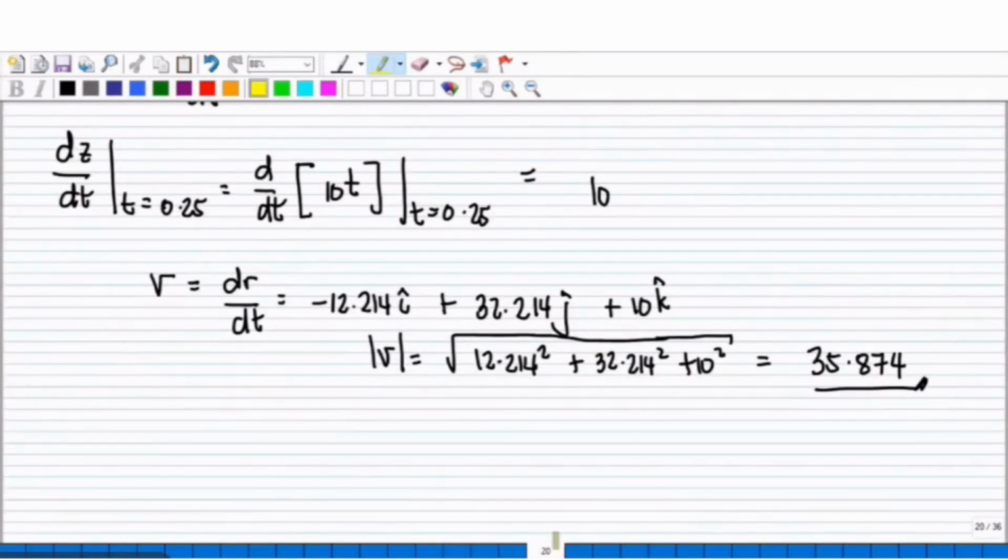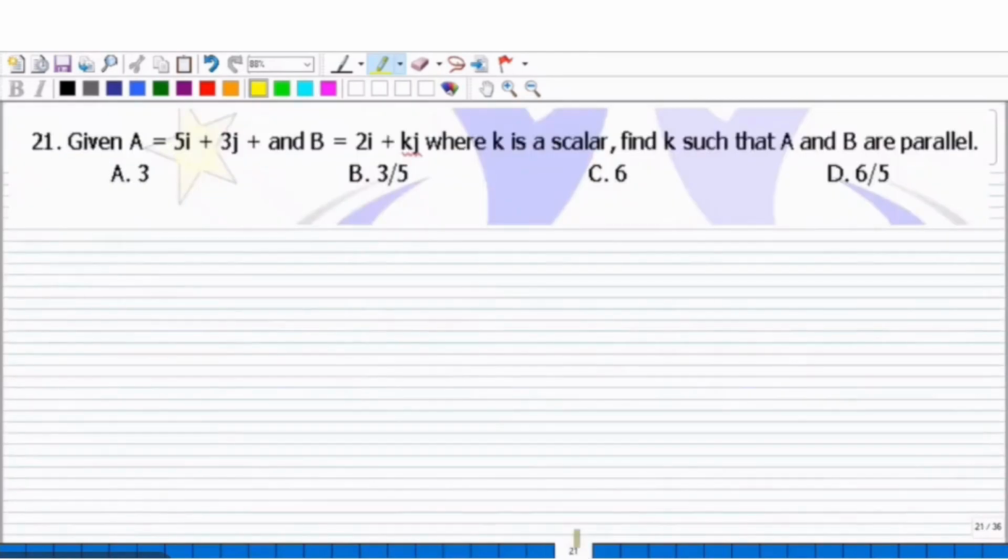Okay. Number 21. Given A is equal to 5i plus 3j, B is equal to 2i plus kj, where k is a scalar, find k such that A and B are parallel. Take note po, when we say parallel lines, they do not cross each other. Ito po yung ating itsura ng parallel line. Therefore, the angle between them is 0. So theta is equal to 0.